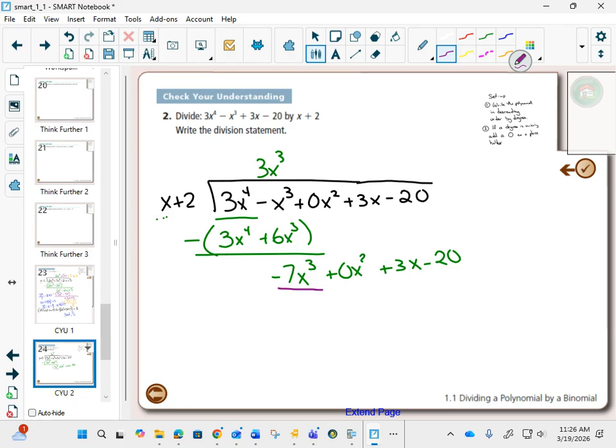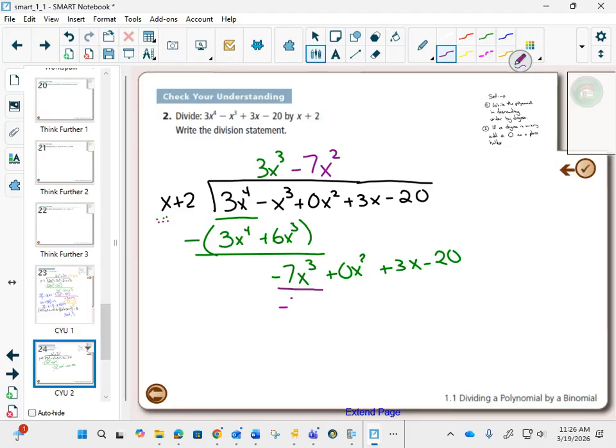Now I have a minus 7x cubed. What would I multiply x by to get a minus 7x cubed? A minus 7x squared. So one of the reasons we write the 0 in is because we will get x squared in our answer, and we sort of need that column there. And we also need that column there when we multiply this out.